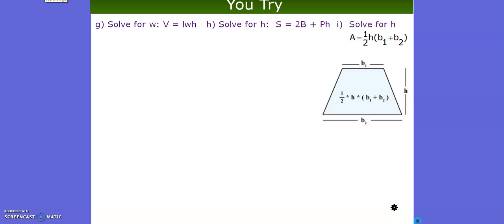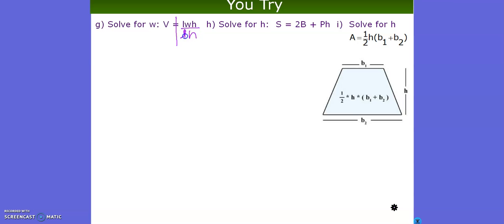Let's take a look at the next three. It says solve for W. Volume equals length times width times height. That's this one. So I want to solve for the width. So let's see, in between the L, the W, and the H, it's all blocked with multiplication. So how do we undo multiplication? We divide.